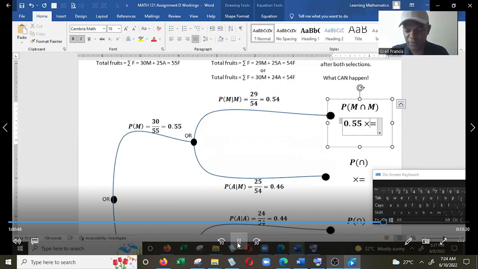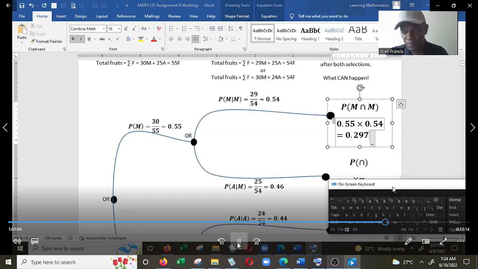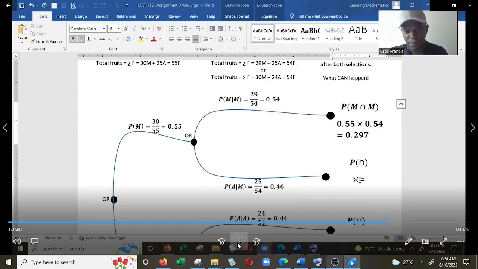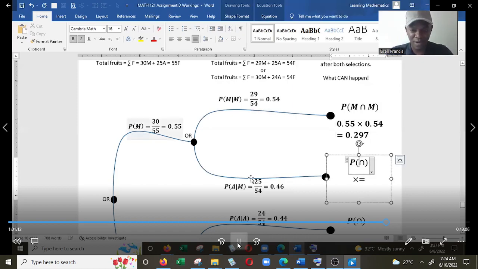0.55 times 0.54, how much did you get? 0.297. 0.297. Okay. Or, because mango happened first, a mango, then an apple. Okay.